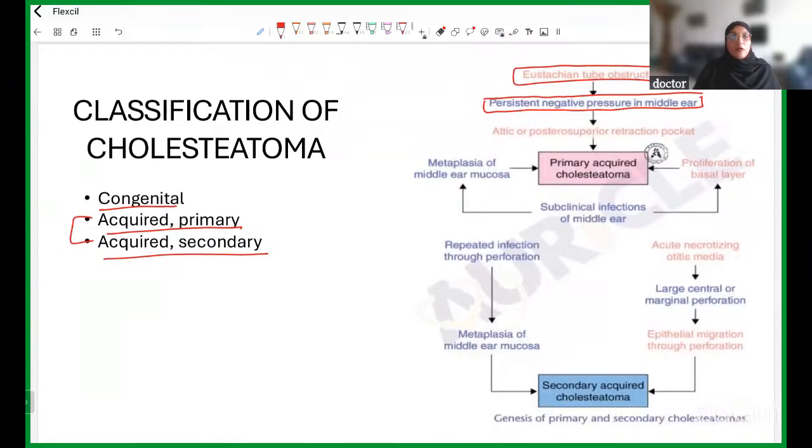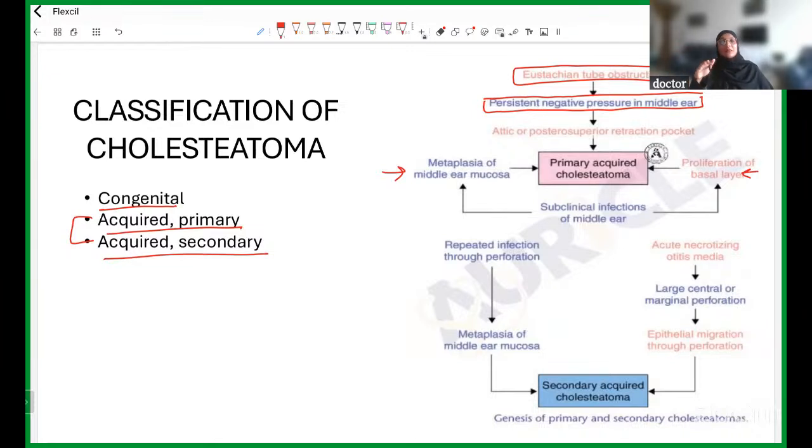Now, what happens when there is a formation of a retraction pocket? We land into a condition of primary acquired cholesteatoma. Now, when you have primary acquired cholesteatoma, there are two things that you have to think of. It can be due to proliferation of the basal layer, or it can be due to metaplasia of middle ear mucosa. There are two important theories. The first theory is metaplasia, that's Sade's theory, and the other one is basal cell hyperplasia, that is Ruedi's theory. So there will be metaplasia of middle ear mucosa, or it can be because of proliferation of the basal cell layer. You can see here, any two can be the reason. Now, once you rule this out, you can treat accordingly.